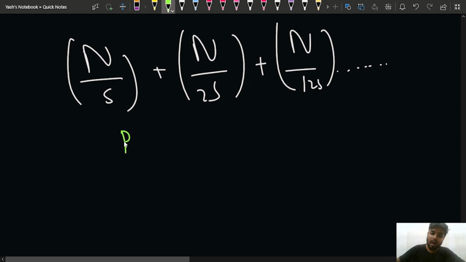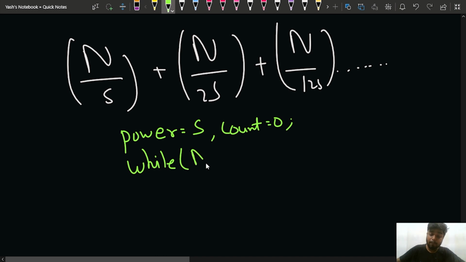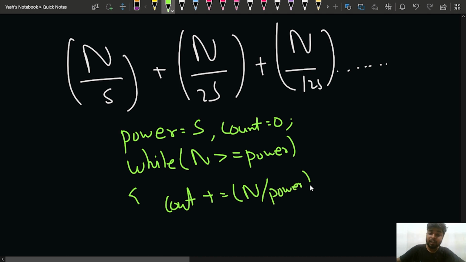So I can initially mark a power as 5, and then run a while loop. I can also mark a count initially as 0. While the number is greater or equal to the power, I'll keep on iterating, and I'll say that count plus equals the number divided by the power: number divided by 5, then number divided by 25, then 125 and so on, till the number is greater or equal to the power.